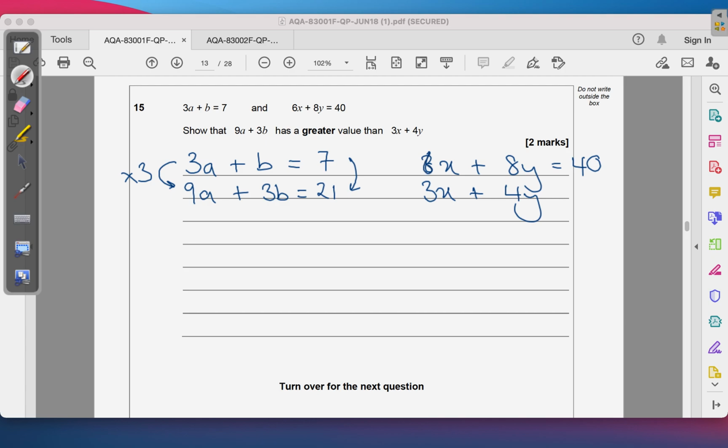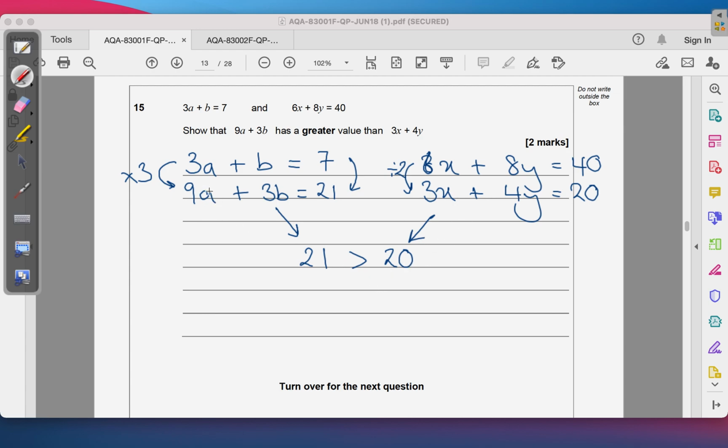Now, going from 6x plus 8y to 3x plus 4y, it looks like we've divided by 2. So let's do that to the answer. It gives us 20, okay? So show that 9a plus 3b has a greater value than 3x plus 4y. It's quite clear that 21 is more than 20. So 21 is greater than 20. Then you can put some arrows like this if you like, that makes it clear enough.